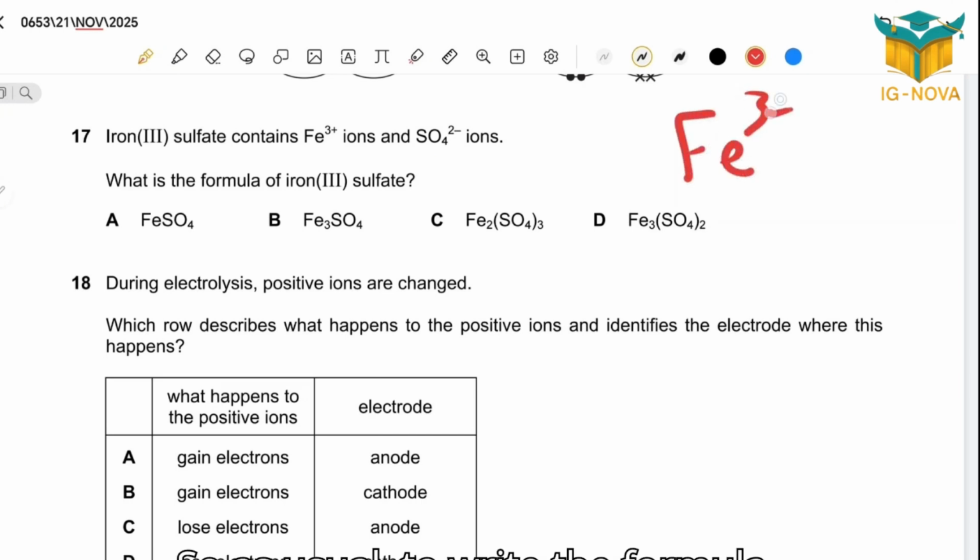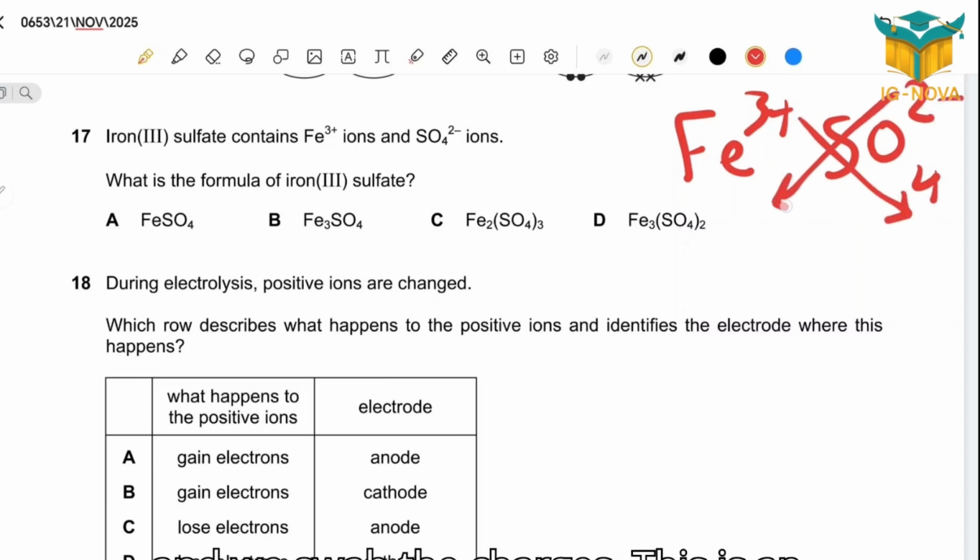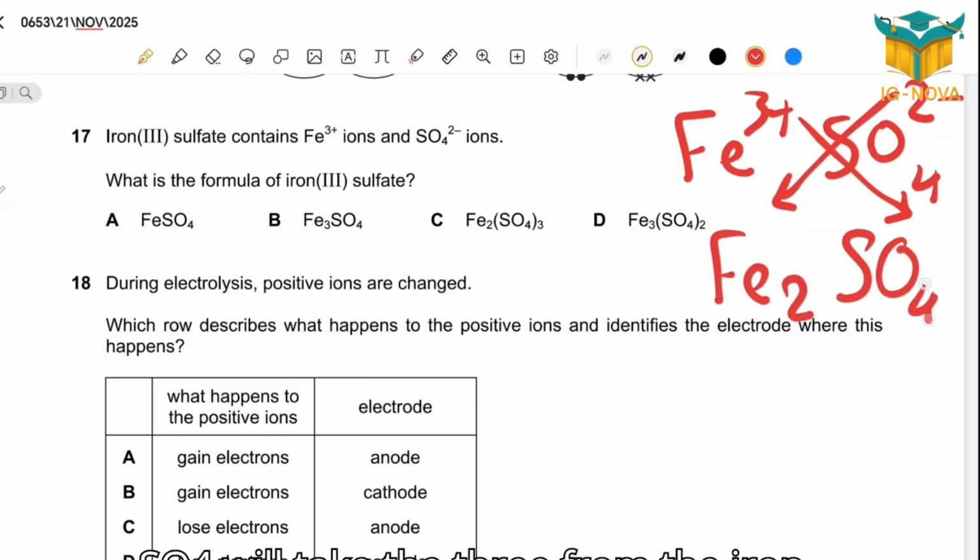As usual, to write the formula, we put the charges and swap the charges. This is an easier way to do it. So Fe will take the 2 from sulfate, and SO4 will take the 3 from the iron. So SO4 by 3. Search for this one. The option is C.